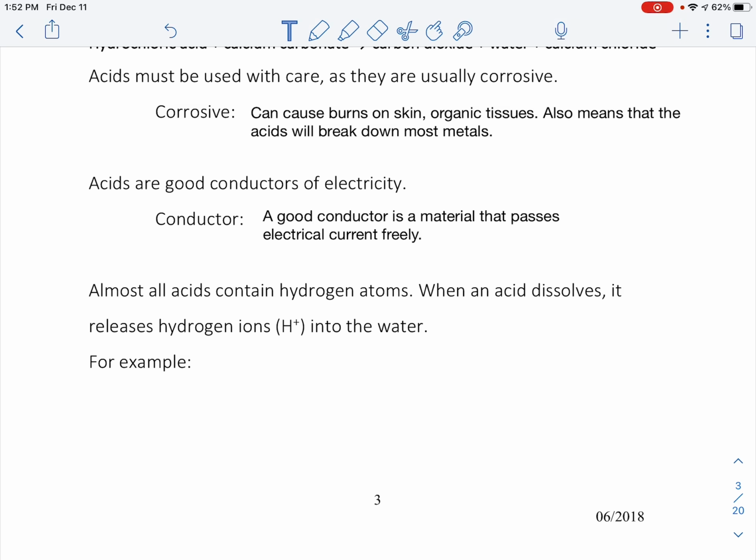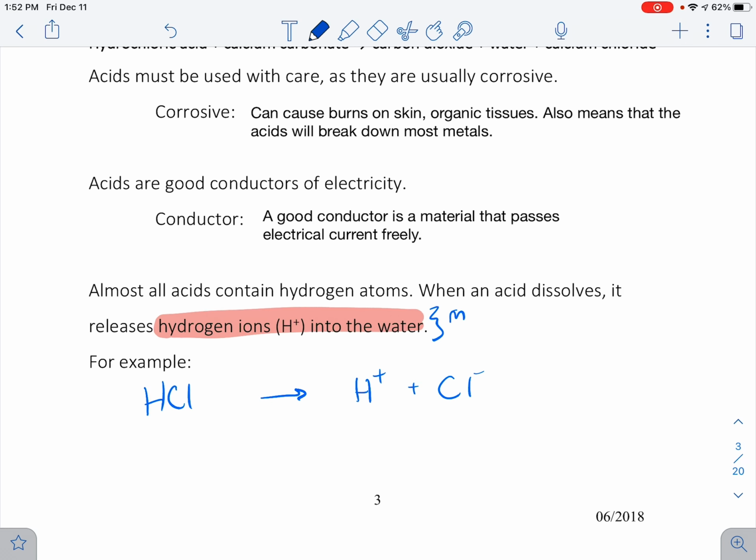When an acid dissolves, it releases hydrogen atoms, hydrogen ions. So what we're talking about here is something like hydrochloric acid. When it is reacted with water, it will release its hydrogen into the water and split up. Now this statement, I think we're going to take some care here. This is actually a misunderstanding, or an approximation.